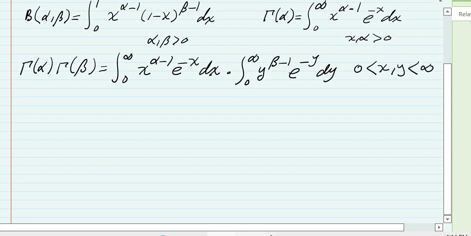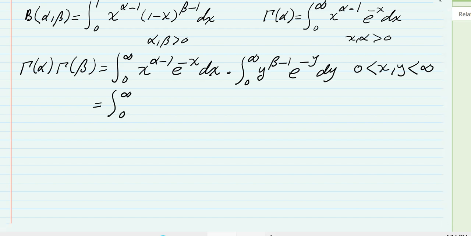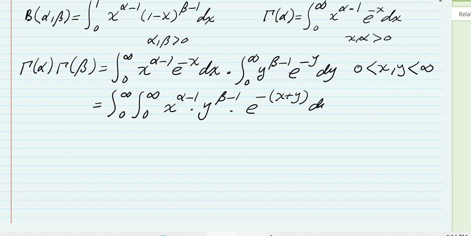Okay, so what is next? Next, we're going to join these two integrals together as one. When we join them, we get the double integral from 0 to infinity of x to the alpha minus 1 times y to the beta minus 1. And then the exponents, e to negative x, e to negative y, we can combine using the multiplication rule of exponents as e to negative (x plus y), and then it'll be dy dx.